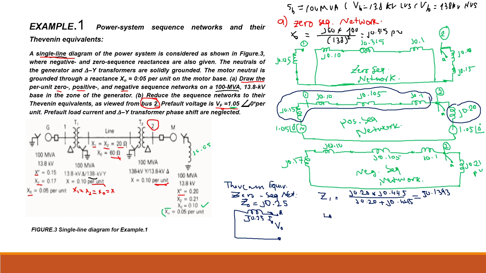As you see, this is Z1, 0.1393. This voltage is equal to 1.050. This is the positive sequence voltage, and this is the positive sequence current. And the same for Z2.